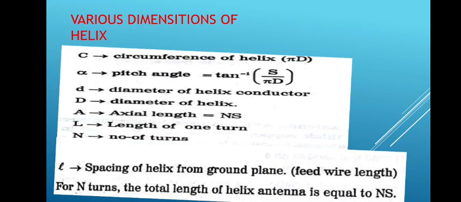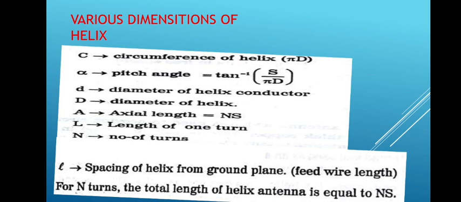Now we come to that right angle triangle I explained. According to that, C is the circumference of the helix, which is equal to pi d, and alpha is the pitch angle, which is equal to tan inverse of S by pi d, or S by C, whatever it may be, where small d is the diameter of the helix conductor, and capital D is the diameter of the helix, and A is the axial length, which is the total length of the antenna, equal to N into S, where N is the number of turns and S is the spacing between the turns, where L is the length of one turn, you say. But A is the total length of all the turns.